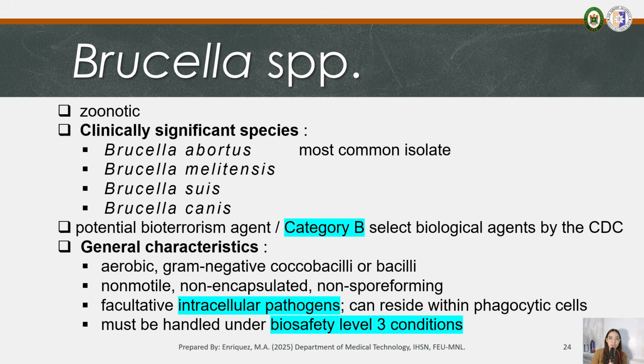Most of their general characteristics are the same as the previously described organisms in this chapter, and they're also non-encapsulated, non-spore forming, and must be handled in a biosafety level 3 facility, since again, this organism could potentially be a bioterrorism agent.